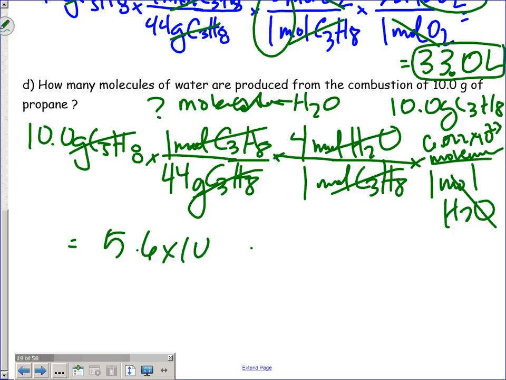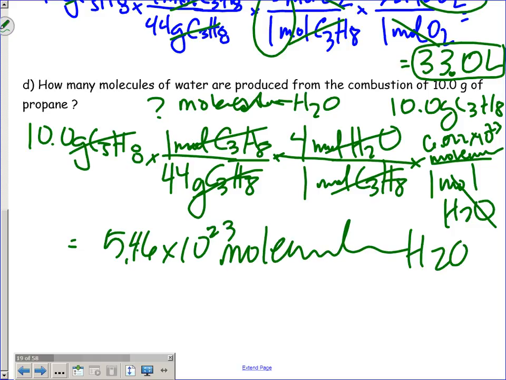5.6 times 10 to the 5.46 times 10 to the 23rd molecules of water. Whew. Okay, I'm trying not to beat a dead horse, but I don't think it's dead yet. Okay, I gotta do one more.